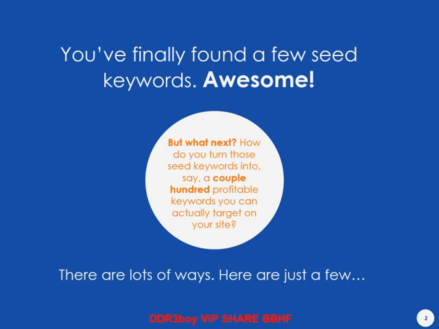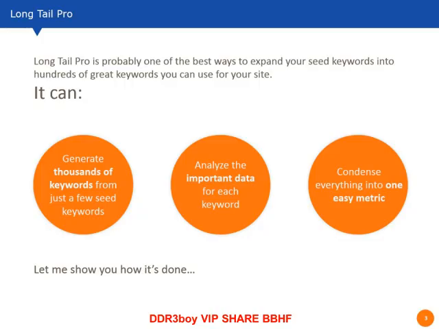There's a lot of different ways that you can do that, but we're going to just talk about a few here today. And of course, it probably comes as no surprise that the number one tool that I use and recommend to expand your seed keywords and to find actual keywords that you're going to use is Longtail Pro. It really is one of the best ways that you can expand your seed keywords into hundreds, if not thousands, of great keywords that you can actually use on your site.